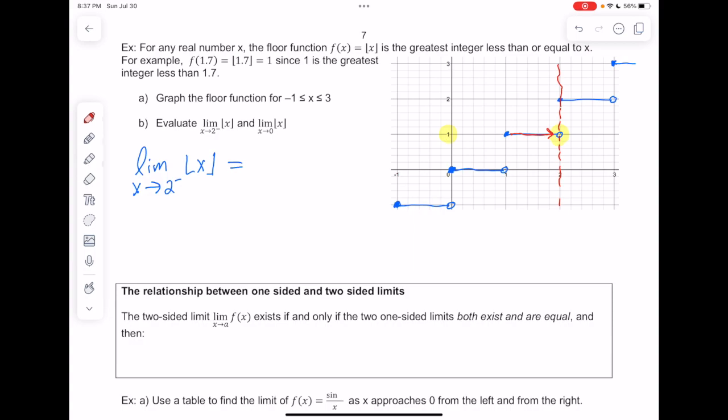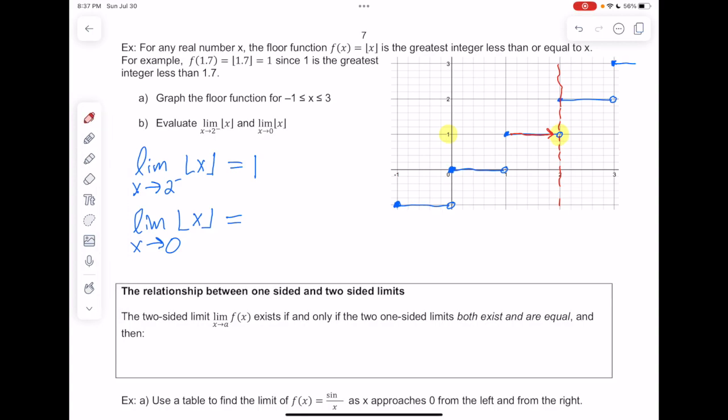So the value of the limit there is 1. And then how about the limit as x approaches 0 of the floor function? Now here, since it doesn't say which side we're approaching from, it doesn't have a plus or a minus on it, that means overall. And as I mentioned before, for the overall limit to exist, it has to be the same from the left and the right. So let's look at that idea.